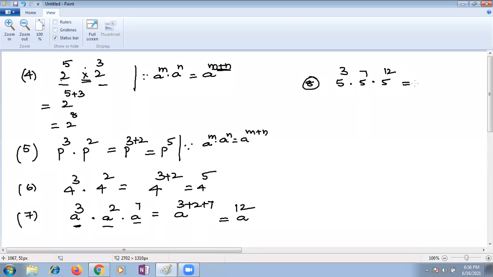Yes, please answer this question. Ma'am, the base is same, so we need to do 3, 7, 12. What should we do? Ma'am, 3 plus 7 plus 12. What is the value of 3 plus 7 plus 12? The answer is 22, ma'am. 5 raised to 22, because 3 plus 7 is 10, and 10 plus 12 is 22.